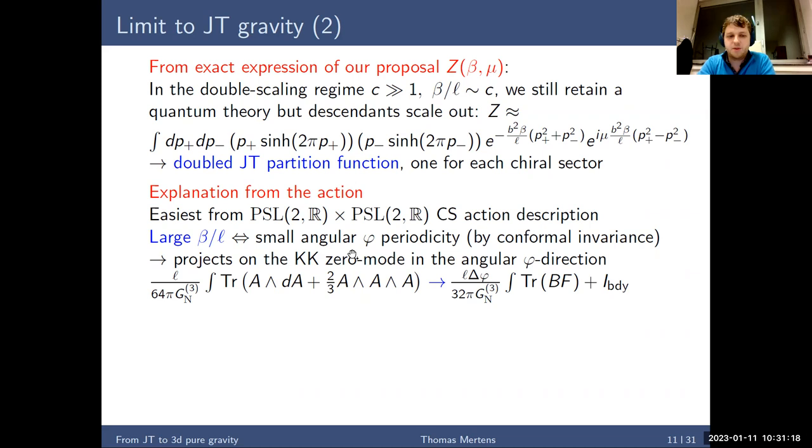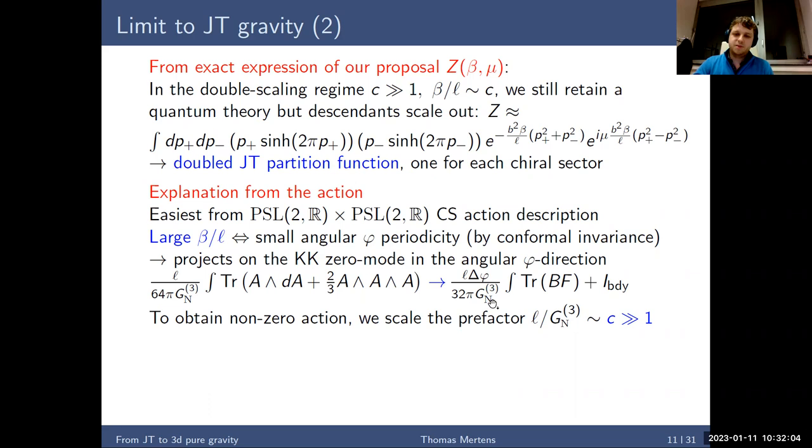And because the phi cycle of our torus was not contractible, this just projects us on the Kaluza-Klein zero mode in the angular phi direction. So if you do that on the 3D Chern-Simons action, you perform a dimensional reduction, essentially projecting on the zero mode in the phi direction, you just get the BF model, where what is called B here is just the A phi component. So the phi component of the three-dimensional gauge field becomes the B field in the BF language. And of course, you also extract the thing that I called delta phi here, which was this small angular periodicity in this limit. So the delta phi is going to zero.